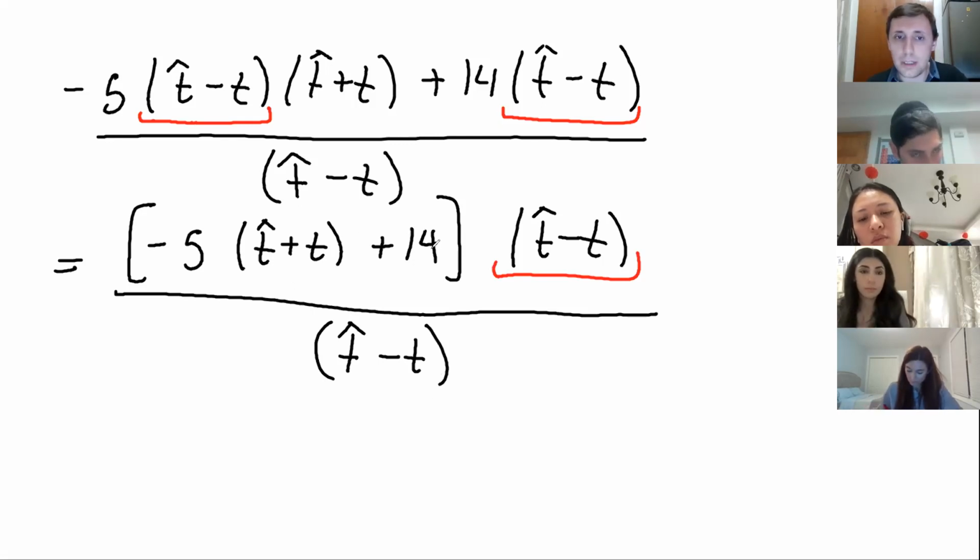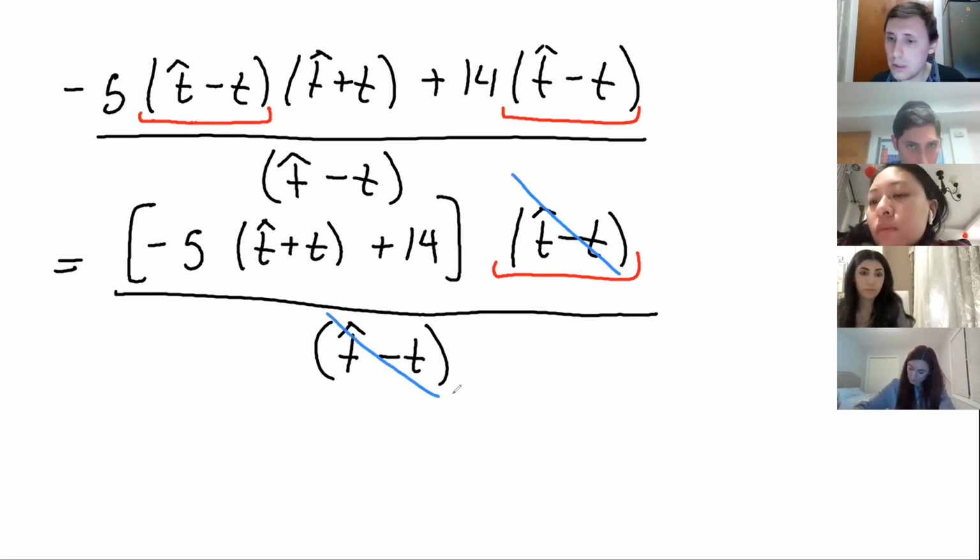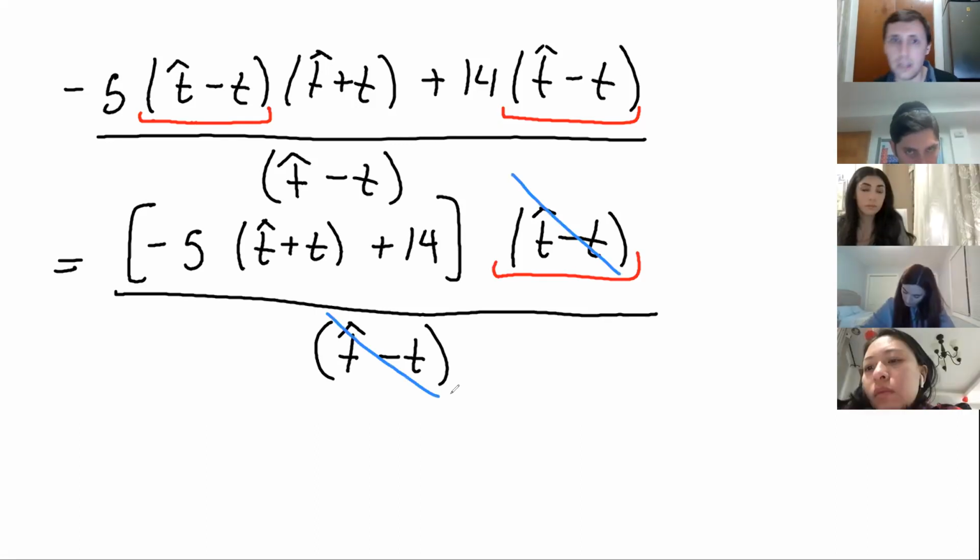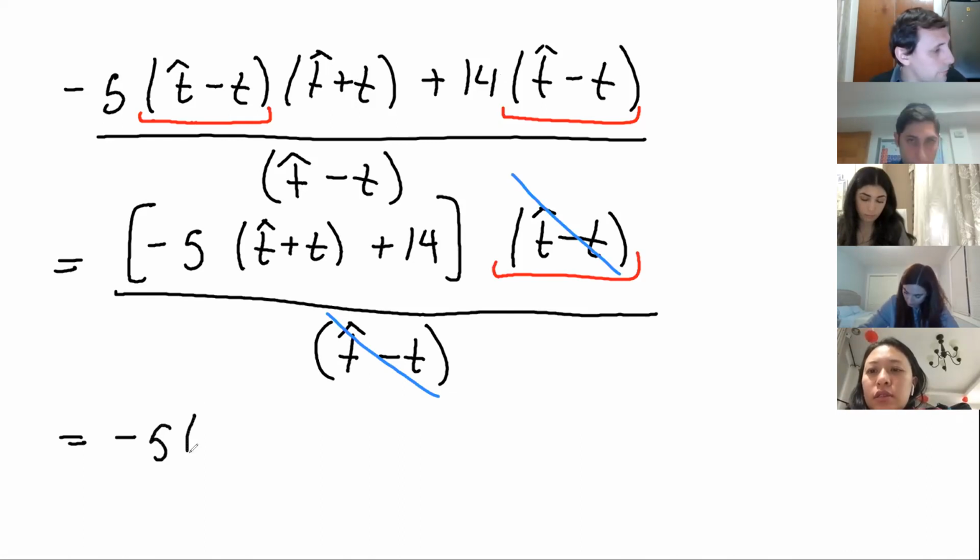Now it's numerator, this rectangular parenthesis multiplied by t hat minus t divided by t hat minus t. So I can obviously cross it out. So I can cross this out and this out. You see, it's the same thing I did before, I just did it fast. But here, this is what we get, yes? And now I have this answer. I have now minus 5 t hat plus t plus 14.